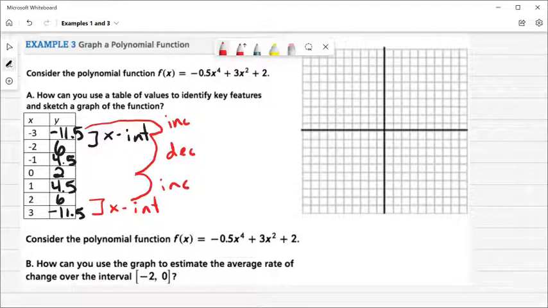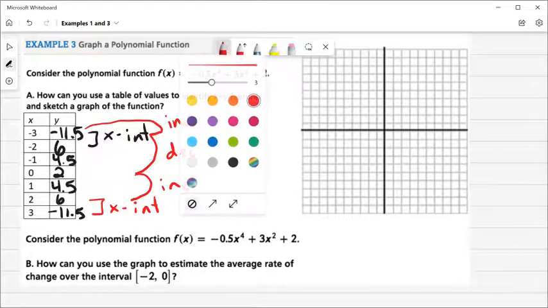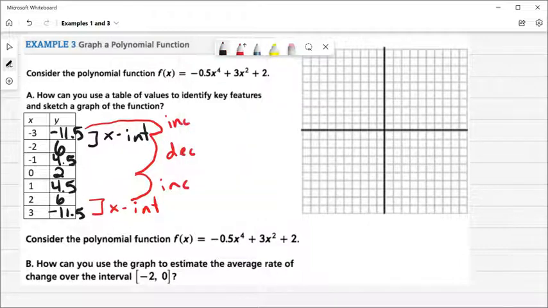Okay, so we said somewhere between -3 and -2. So in order to make this a little bit easier to look at, I'm going to make my scale 1, 2, 3, and then -1, -2, -3. All right, so somewhere between -3 and -2, it's going to cross the x-axis. Similarly, between +2 and +3, it's crossing the x-axis.